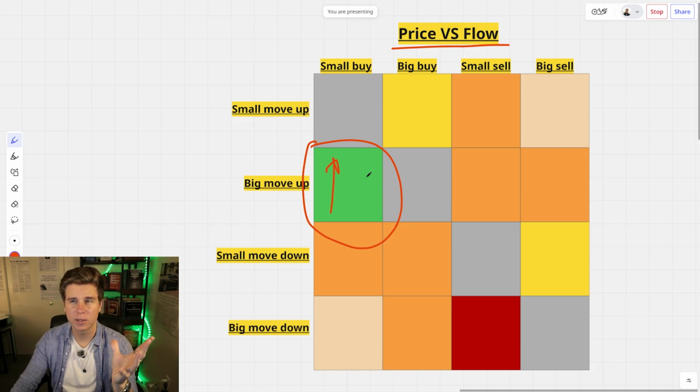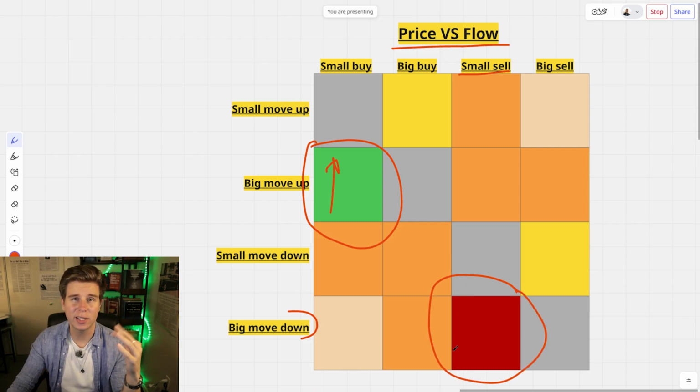barring any other changes. And vice versa, if there's a small sell and a big move down, we're in this quadrant right here, that means there's nothing on the bid to catch it, and most likely down is the path of least resistance.